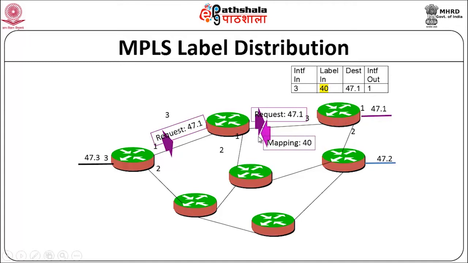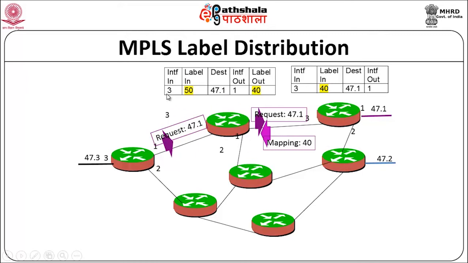So now this will send a mapping saying the mapping that I am giving you is 40. For this FEC that you sent, the request that you sent, the mapping is 40. Now this router here will make an entry saying, if I get a packet with a label of 40, I have to assign it a label. So it will assign a new label of 50 and say that if I get a packet with a label of 50, I will be sending it out with a label of 40, and that is the entry that it makes over here. So 40 is something it got from its upstream router, and now it assigns a label for its downstream traffic.